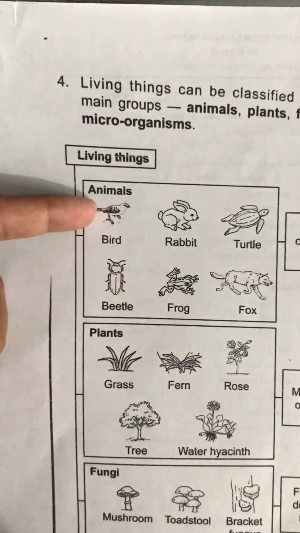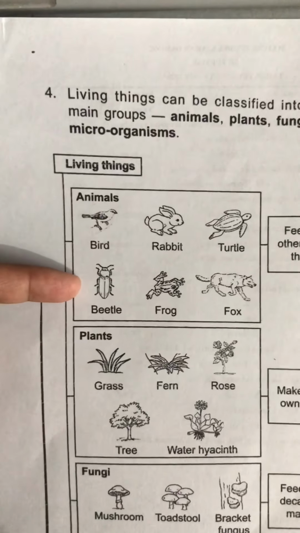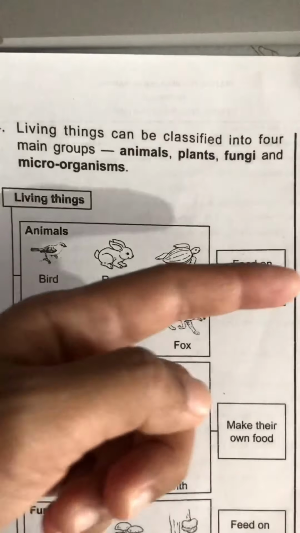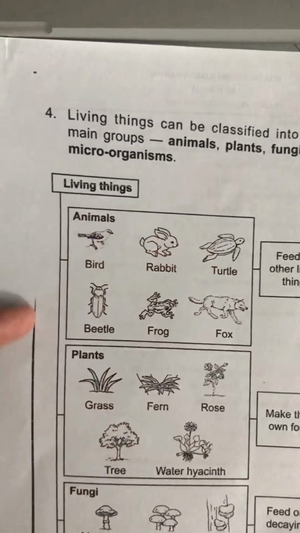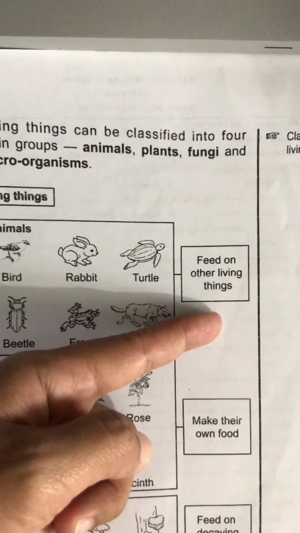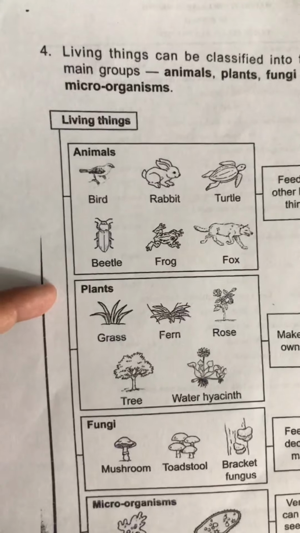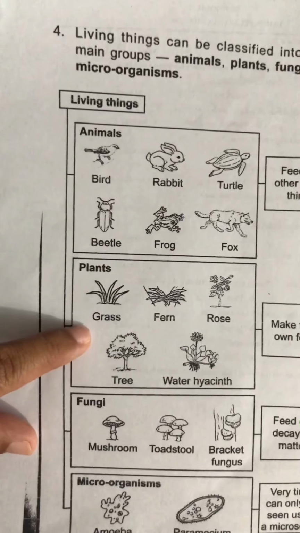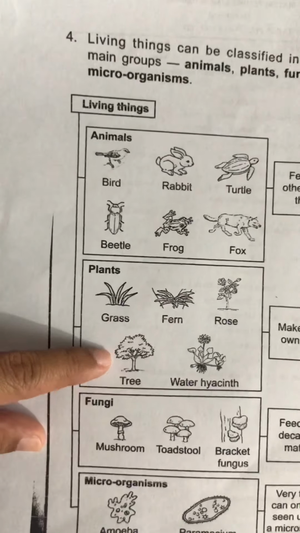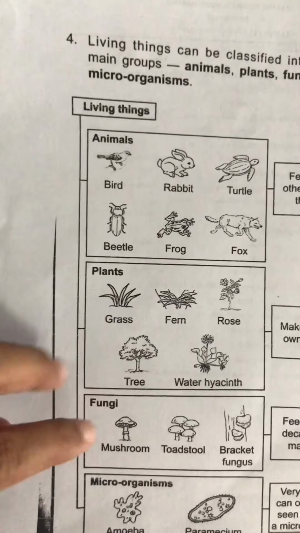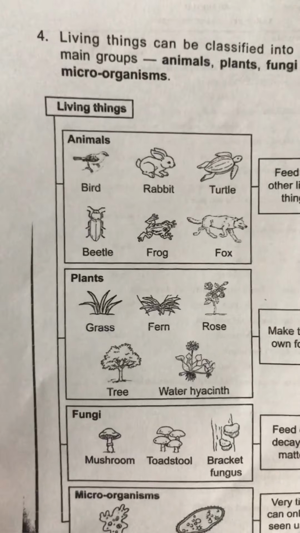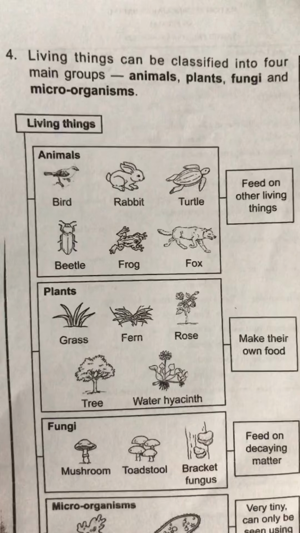Here are the examples of animals. We have bird, rabbit, turtle, beetle, frog, and fox. And they feed on other living things. Remember, animals cannot make their own food. That's why they feed on other living things. Now we turn to plants, such as grass, fern, rose, tree, and water hyacinth. Okay, plants can be classified into two groups. They are flowering and non-flowering plants. And they make their food on their own.